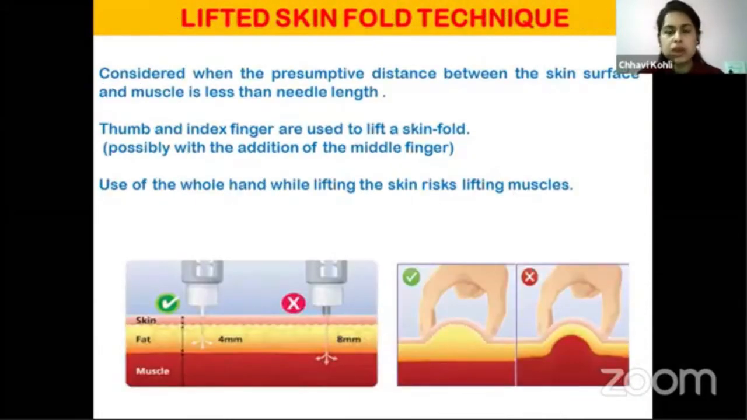Many a time it is required to lift the skin to inject insulin, usually when the length of the needle and the skin surface don't match, or the needles are longer than the skin surface. But while lifting the skin, the whole hand should not be used. All 4 fingers should not be used. Only the thumb and the index finger should be used, and if required, the middle finger. A wider area should be lifted, and it should not be pinched too hard. Usage of the whole hand can lead to pulling of the muscle and an intramuscular injection. That's why it should be avoided.